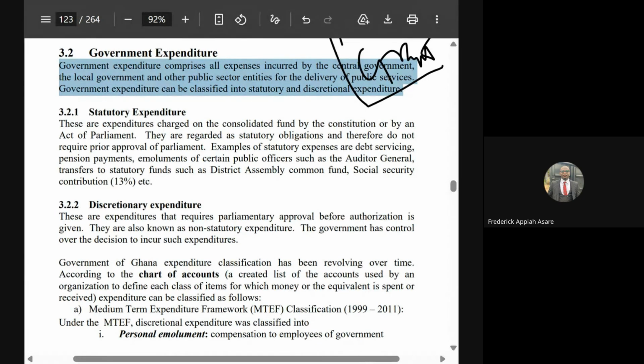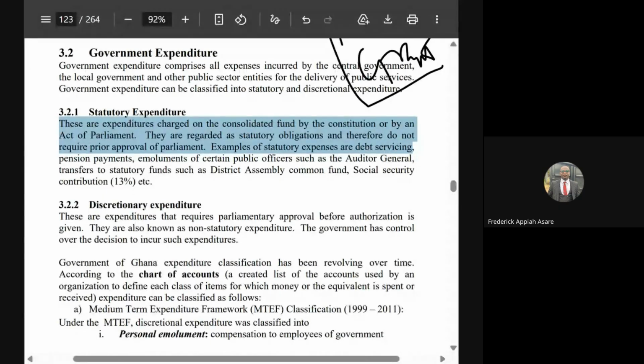Now let's look at the statutory expenditure. These are expenditures charged on the consolidated fund by the Constitution or by an act of Parliament. They are regarded as statutory obligations and therefore do not require prior approval from Parliament. Examples of statutory expenditure are debt servicing, pension payments, emoluments of certain public officers like the Auditor General, and transfers to statutory funds such as the District Common Fund and Social Security contributions. So all these are statutory expenditure.